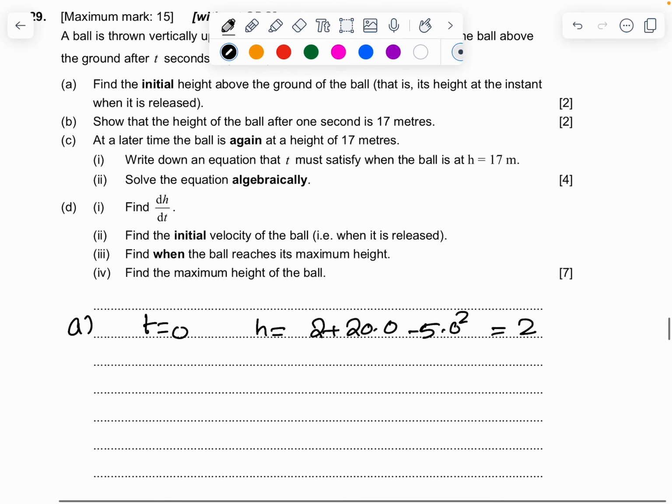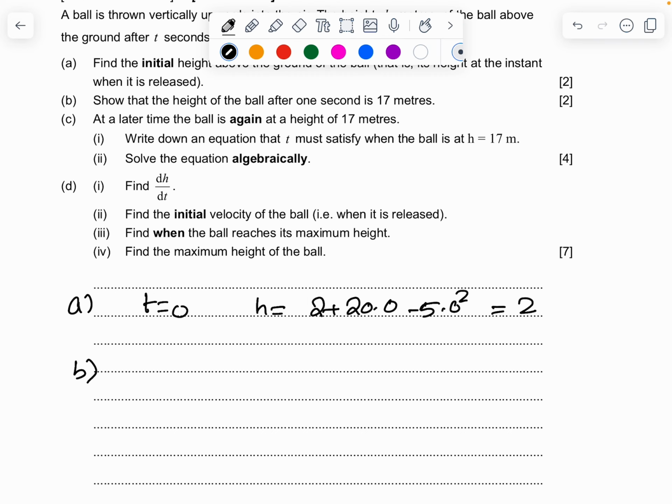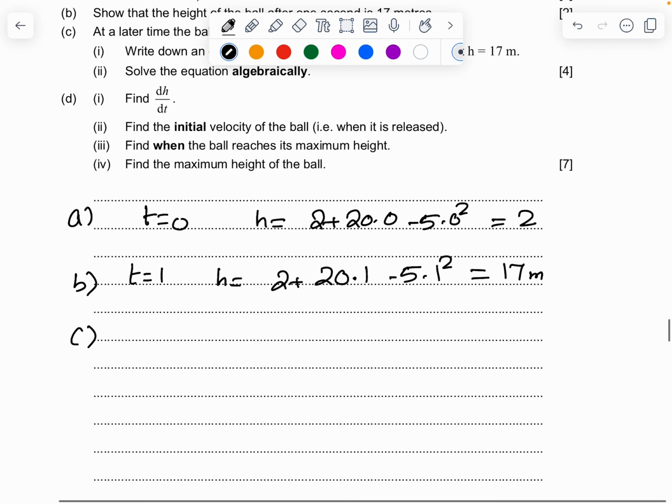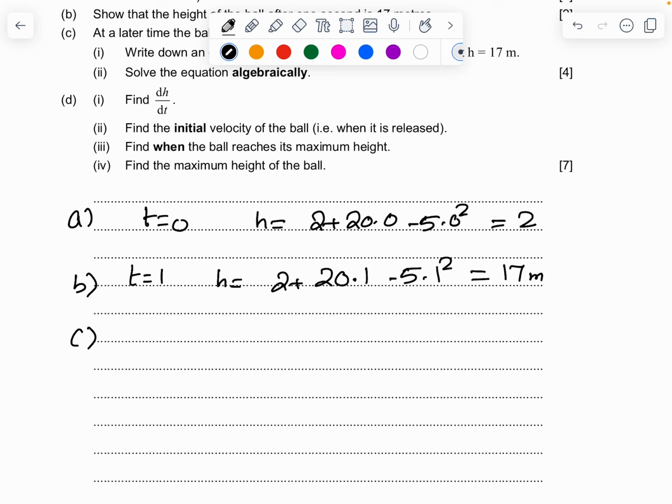For part B, show that the height of the ball after 1 second is 17 meters. So t equals 1. So h equals 2 plus 20 times 1 minus 5 times 1 square, which is 17 meters. Then for part C, at a later time, the ball is again at 17 meters. Write down the equation. So 17 equals 2 plus 20t minus 5t square.